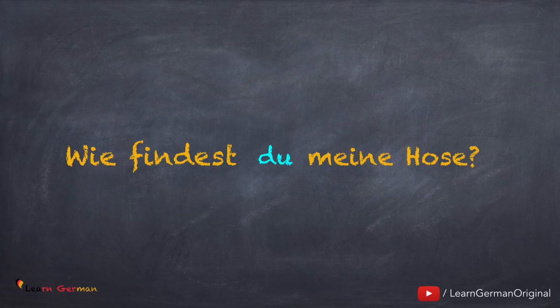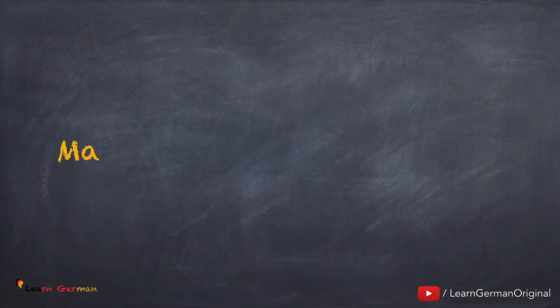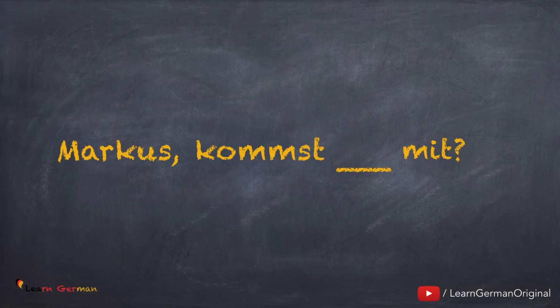Well, another thing that you should remember is the way the verb is conjugated with du and Sie. The ending of the verb with du is st and with Sie is en. The next one is, and the answer is, Markus, kommst du mit?